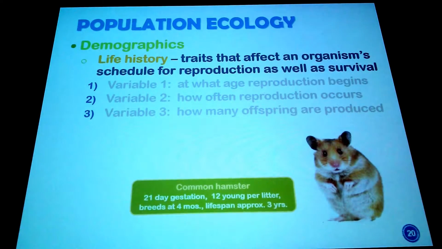Life history: traits that affect an organism's schedule for reproduction as well as survival. Variable 1, at what age reproduction begins. Variable 2, how often reproduction occurs. And variable 3, how many offspring are produced.